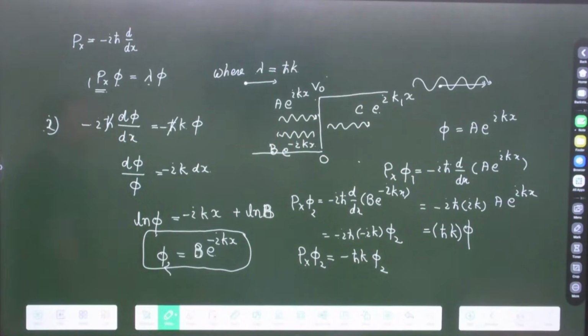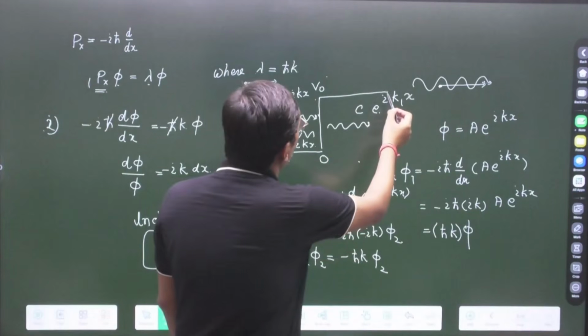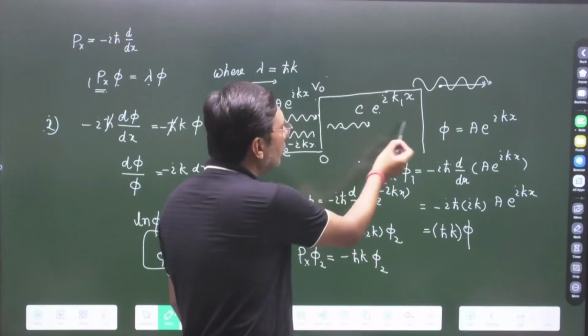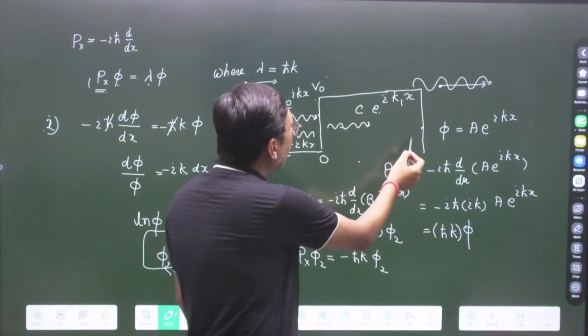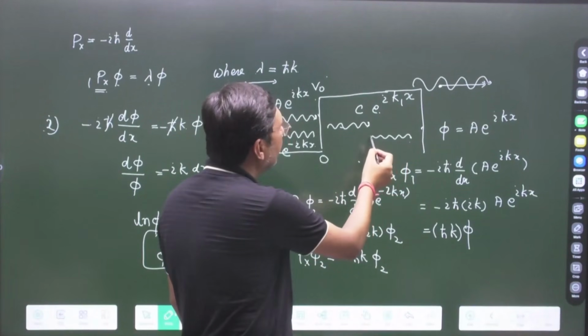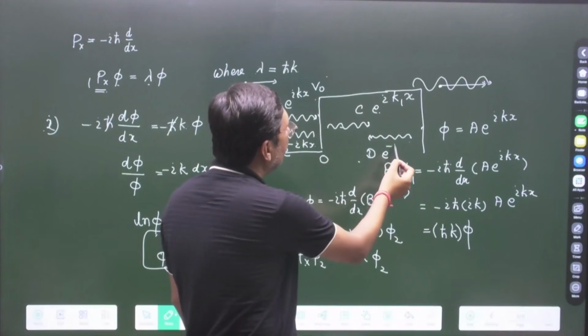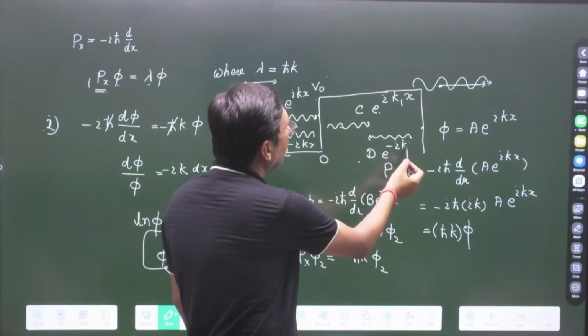If I create a barrier also, again here, I am saying a barrier is here. So this is going to face this barrier again. So a part of it will be reflected back. So I will write here d e to the power minus iota k2x.